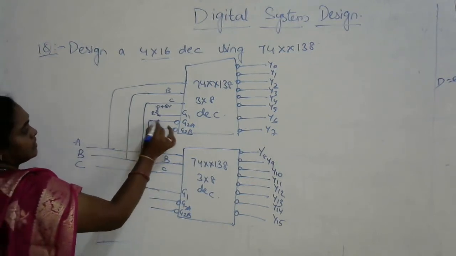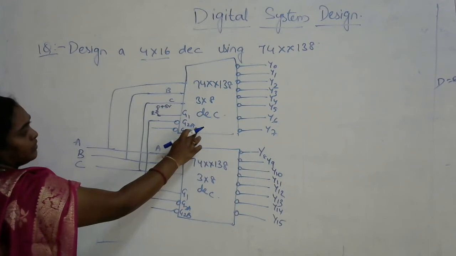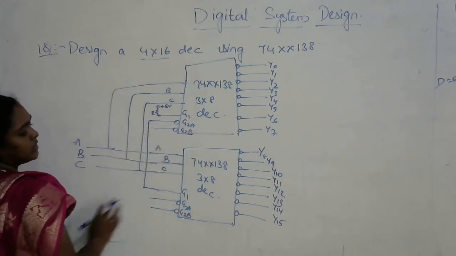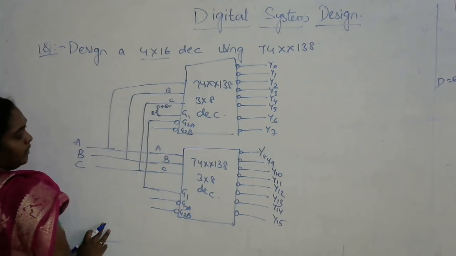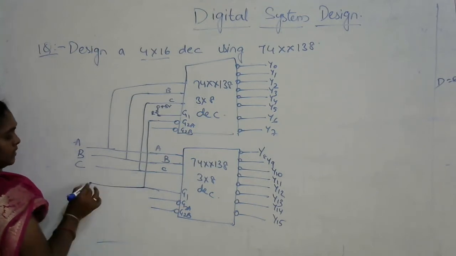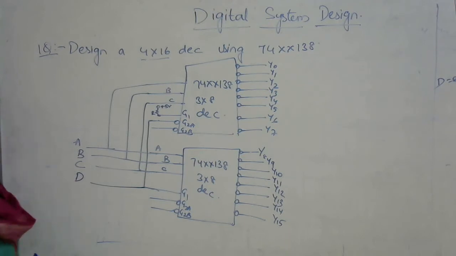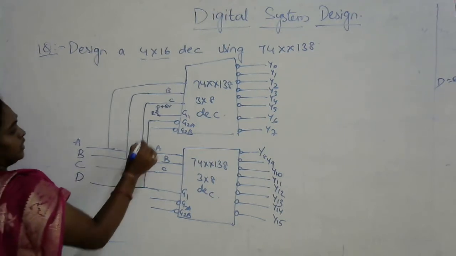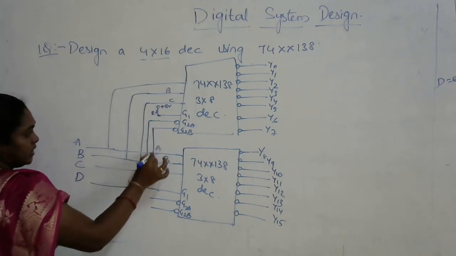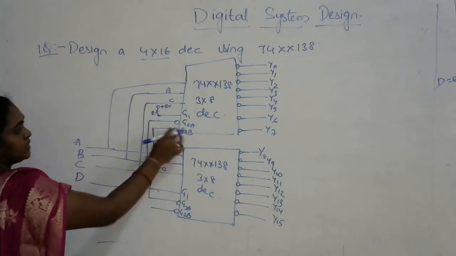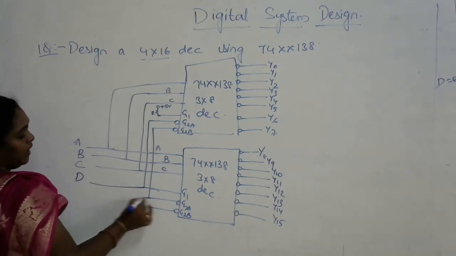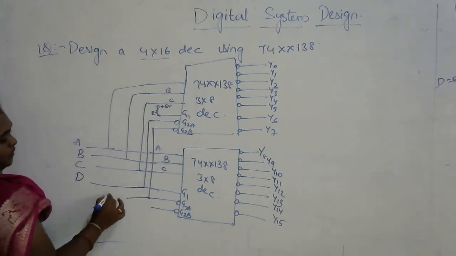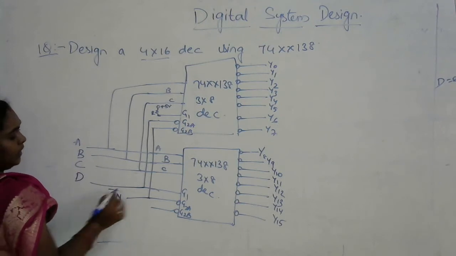I am repeating once again. This G2A of the first decoder is connected towards the G1 of the second decoder. Then I am making this as a fourth input, which is nothing but D. And G2B of the first decoder and G2A of the second decoder are shorted. I am giving a common control input, which is nothing but enable bar.